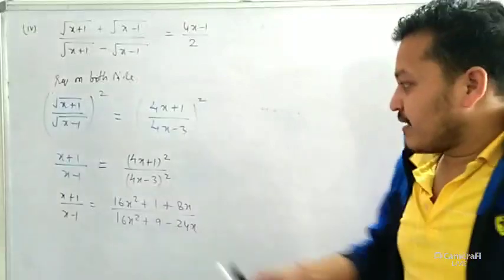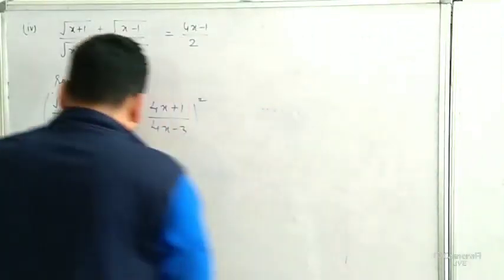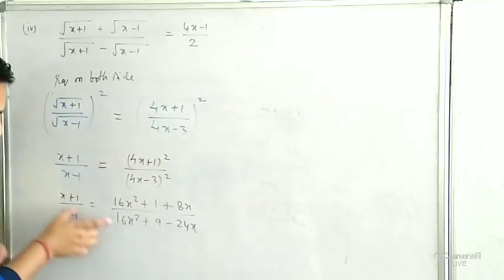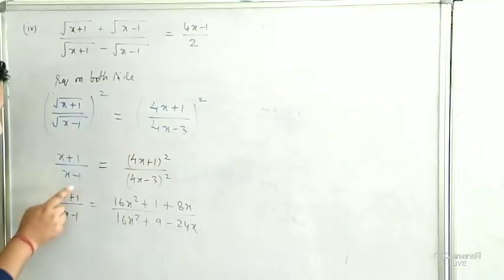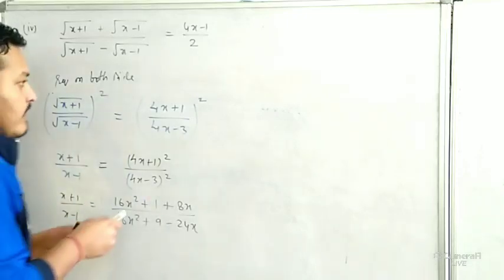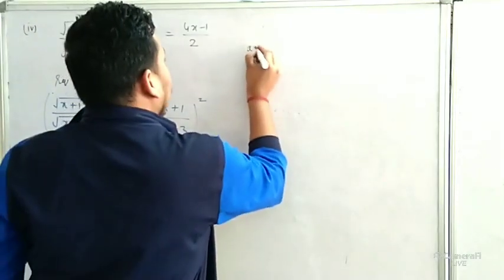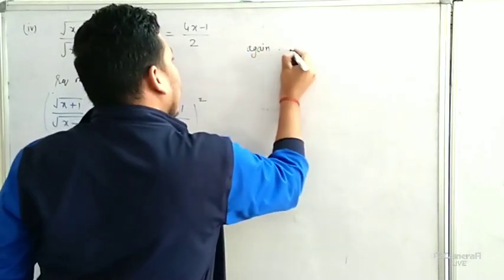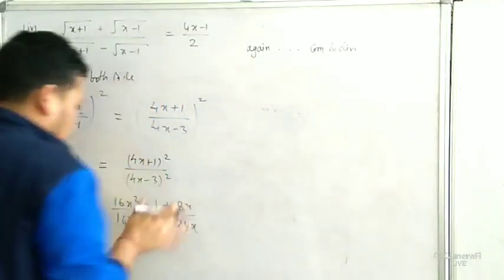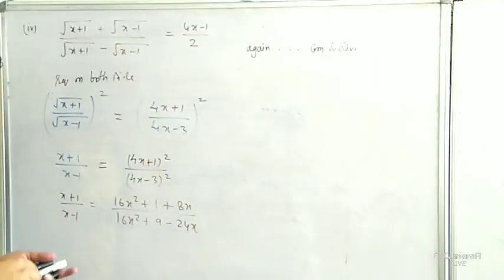This question is again in a larger form, and if you want to reduce it and cross multiply, it will take so much time. So again we can use componendo and dividendo. Remember this thing: again we can use componendo and dividendo, because we want to make our question easy. If we have used it once, we can use it again.